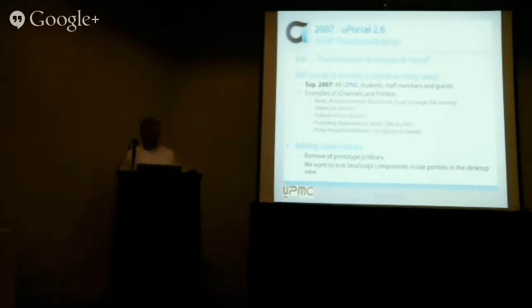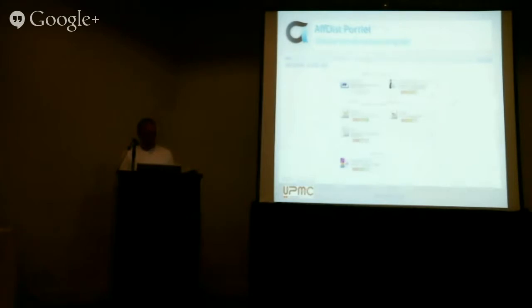We removed the prototype.js library and we wanted to test JavaScript components inside the portlet in the desktop. So here are examples of components we developed. I developed a horizontal unobtrusive slider for the AppDist portlet. It's a remote application display. A user can use software without having it installed on their computer with this portlet.